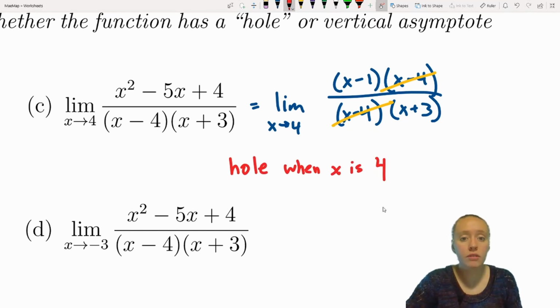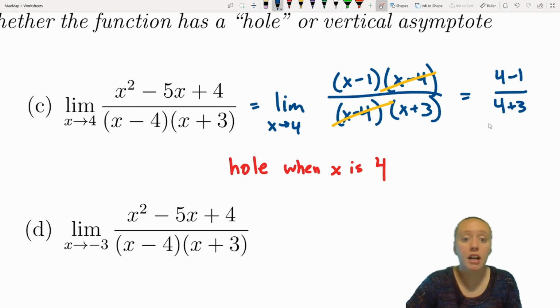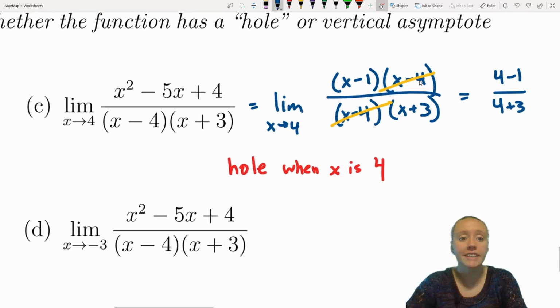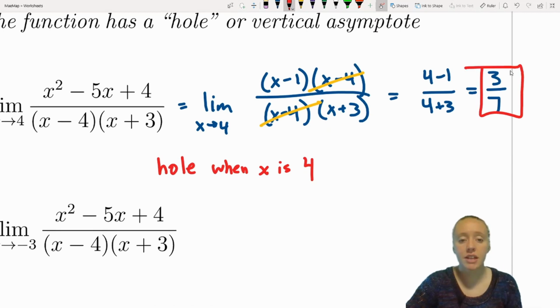And because it's a hole, that limit still exists. It's not infinity, it's not negative infinity. My limit exists. I'll just plug 4 right on into my limit now. So plugging 4 in, I'll get 4 minus 1 in my numerator over 4 plus 3 in my denominator. Because I got that factor that caused my overall function to equal 0 to cancel out, I plug 4 right on in. 4 minus 1 gives me 3, and 4 plus 3 gives me 7. So this limit is equivalent to 3/7.